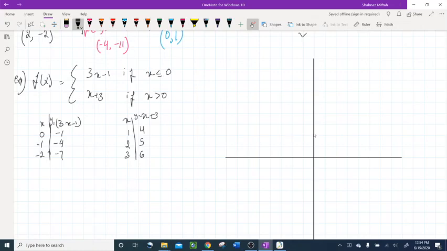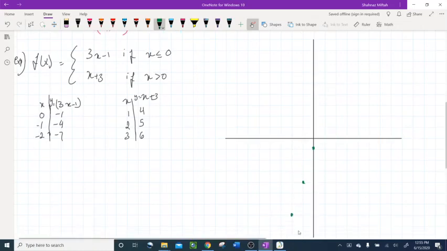Now let's try and graph this. First, 3x minus 1, this piece. It says 0 and -1. So my 0 is right there for x, and -1 is this. So that's 1 point. Then I have -1 and -4, so this is -1, then 1, 2, 3, 4. Another point. Then we have -2 and -7: -2, then 1, 2, 3, 4, 5, 6, 7. Right there. So this portion is good.